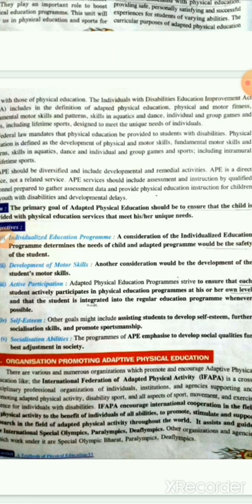Adaptive means to adjust or to adapt. So adaptive physical education means it is a physical education program adjusted or modified so that it is appropriate for the person with disability.